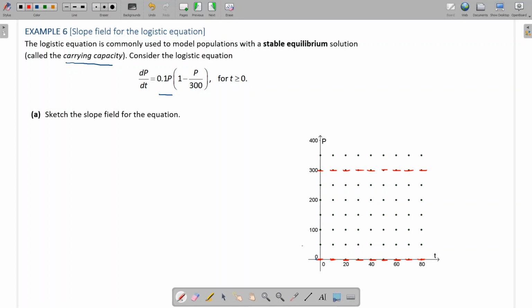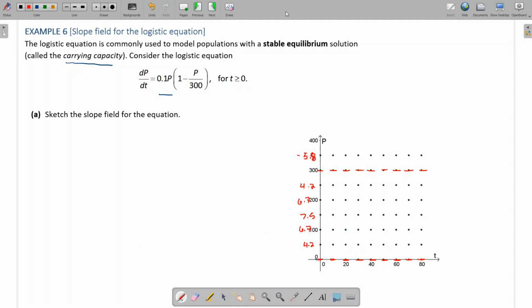So if you actually plug them in, meaning plug 50 into this expression, what you get out is 4.2. If you plug in 100, you get 6.7. Plug in 150, you get 7.5. Plug in 200, you get 6.7. Plug in 250, you get 4.2. And these are all corresponding to slopes. And then up here, you would get a negative 5.8, I think, approximately.